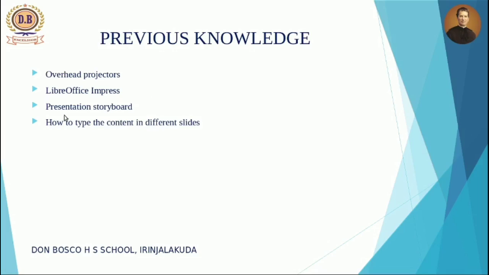Then we have learned what is a presentation storyboard. Before preparing a presentation, we have to make an outline. That is how the text, images and other details will be arranged in the different slides. Such an outline is made before making the presentation, and that outline is known as a presentation storyboard. Then we have done our first activity of this chapter, that is typing the content in different slides. So these are the topics that we have learned in our last class.